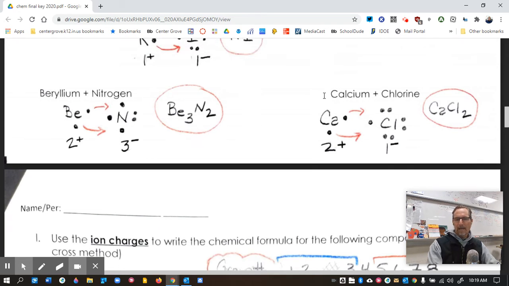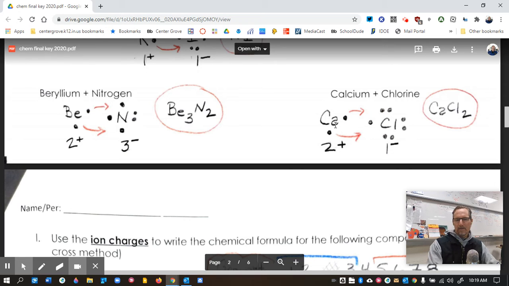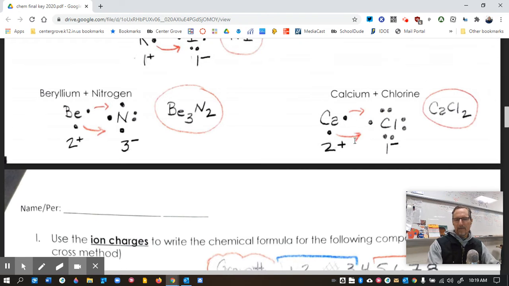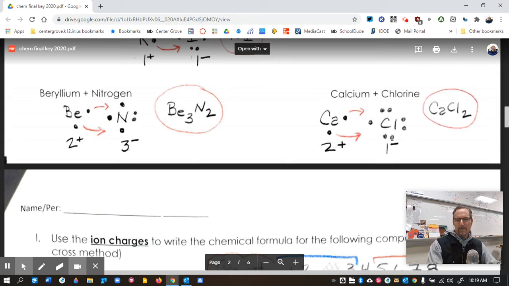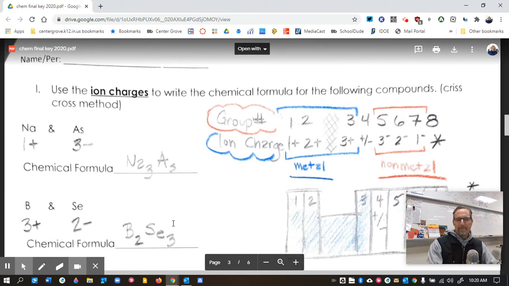And then the last one is calcium and chlorine. So again, the calcium is losing electrons, so it forms a positive ion. The chlorine is gaining electrons, so it forms a negative ion. And then we form a calcium chloride molecule, an ionic compound over here. Okay, on the next one, we're continuing on with that.